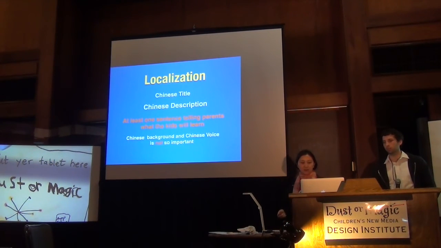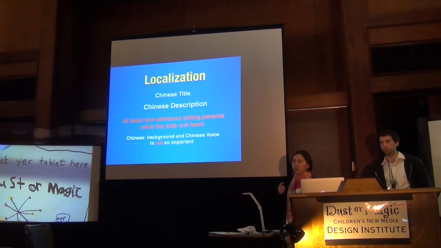But somebody asked, do we need to convert all of our application into Chinese, with a Chinese background and a Chinese voice? I don't think it's so important, because lots of Chinese parents want their kids to hear more English, and English stories and English applications are no problem for them if only the kids can play. So the description is more important than the application itself, but you need the Chinese title.